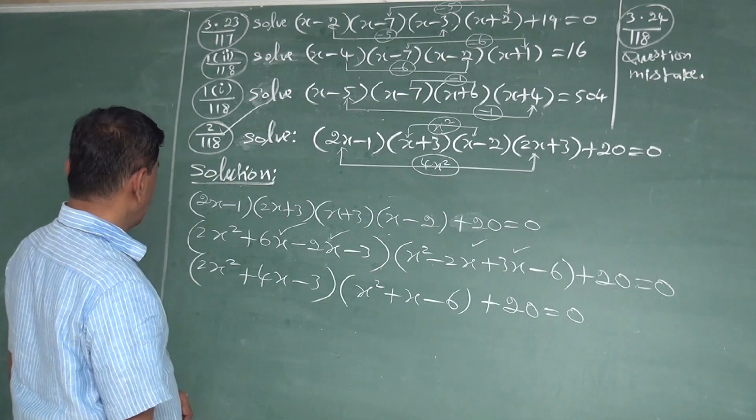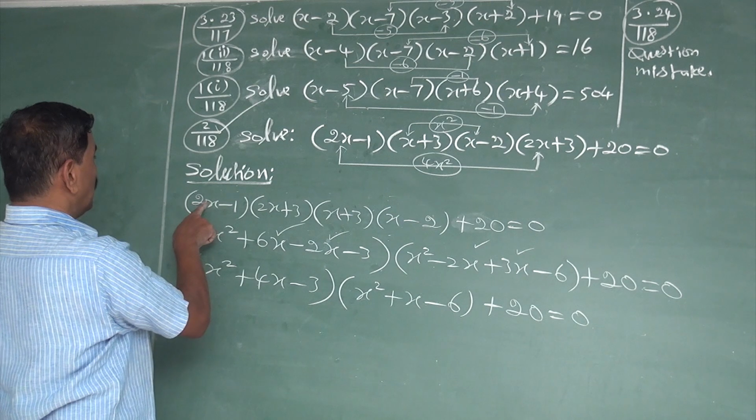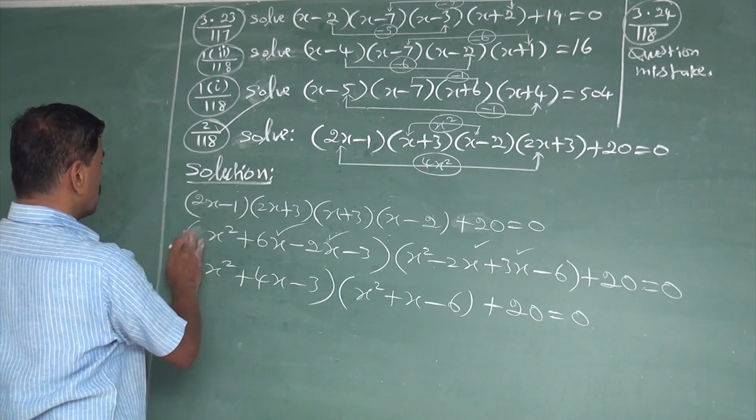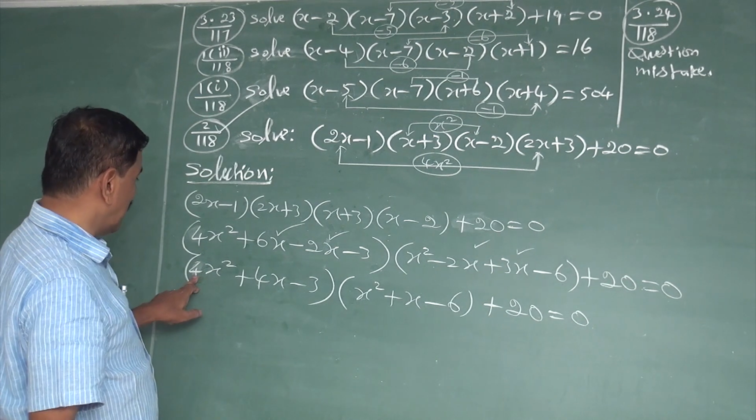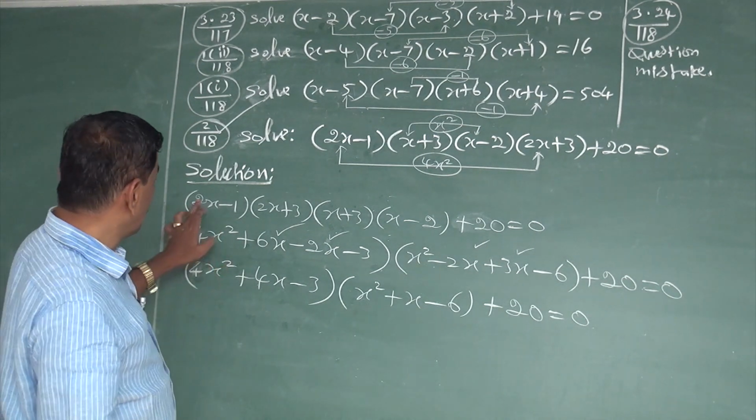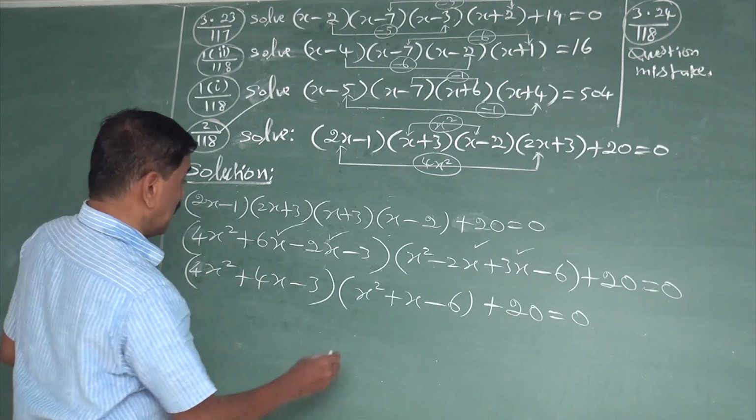Okay. Here, I think the first one is incorrect. Here, 2x into 2x, 2 2s are 4. So, 4x square. See, identify the mistake, suddenly inform. Here, 2x into 2x, 4x square. Okay. Now, see, consider the technique.